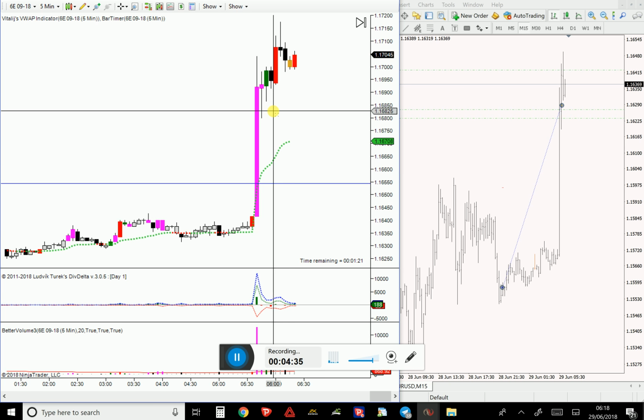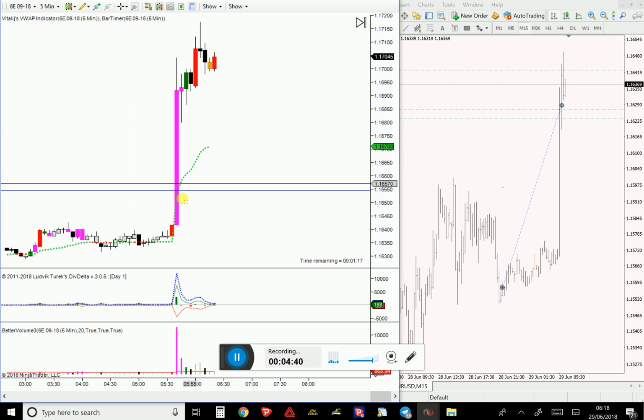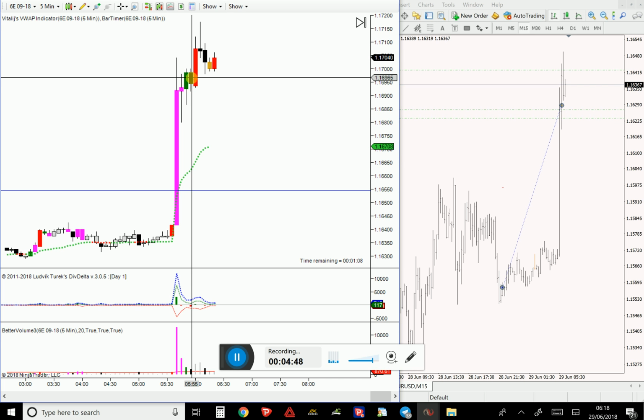Let's have a look, guys, at what's happening at this moment in time. We're getting some divergence, if we can call it that, and this is going to be very tricky for so many traders, because retail is going to get absolutely thrashed.